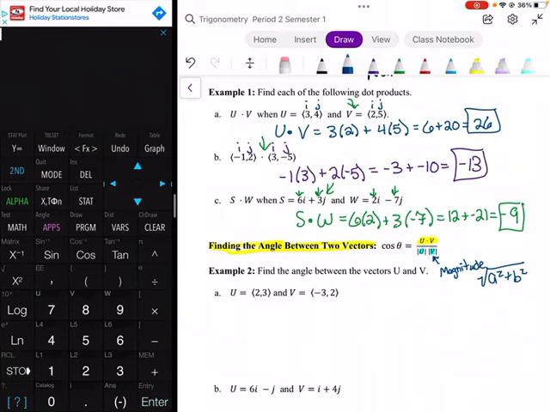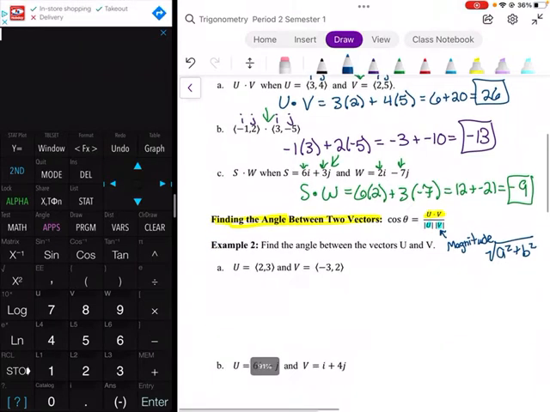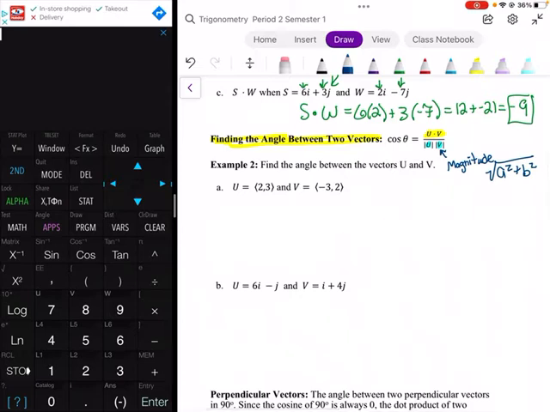Okay, so for our first example, we're going to find the angle between u and v, where u is <2, 3>, and v is <negative 3, 2>. So what we're going to do is we're going to put cosine of theta equals the dot product of u and v. So we're going to take our i's and multiply those together, 2 times negative 3, plus our j's multiplied together, 3 times 2.